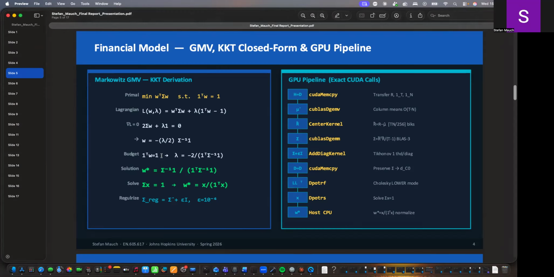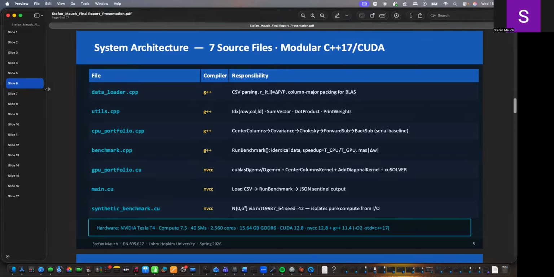And this is a small ridge regularization here as well, for the diagonal elements of the covariance matrix. And the next slide shows you the system architecture, which is split across 7 source files. And this is what makes a CPU versus GPU comparison, I think, straightforward.